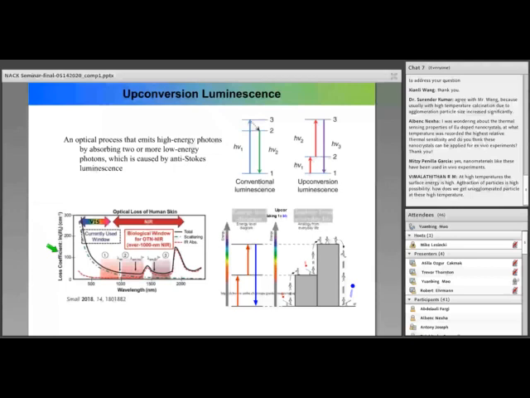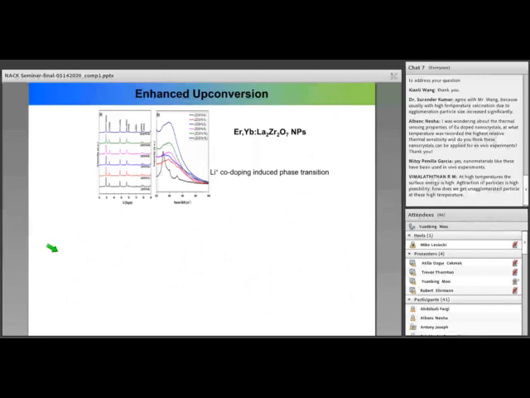I'll skip that, it's just schematic. Why is this important? Because of this, we can get into the optical window, for example, for the human skin. That's what we are aiming for, and that's why it's important. So the first material we use for upconversion is the combination of ytterbium and erbium, which is a perfect combination, and many people use these two together.